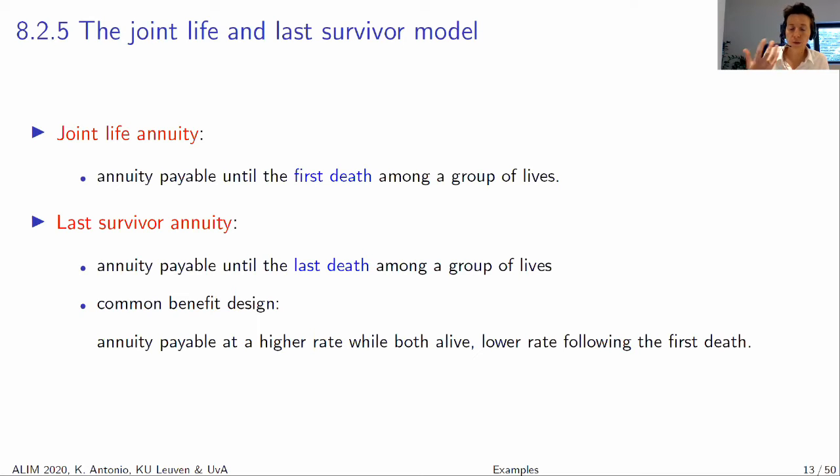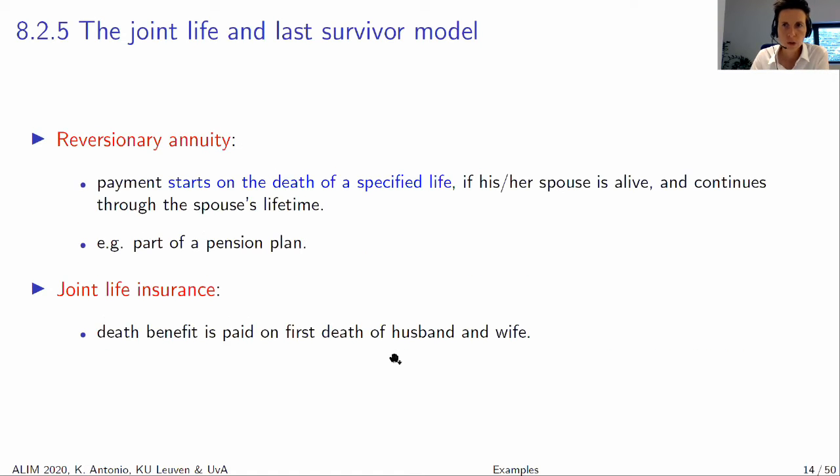On the other hand, you can also think about a last survivor annuity. That would be an annuity that is payable until the last death among a group of lives. Typically you will have a rate that is a bit higher when both partners are alive, and that rate will drop, say, to 2/3 of the original rate or something upon the first death of the partners. So we're going to spend quite some time on these kinds of products as well. I'm just mentioning them here as examples.